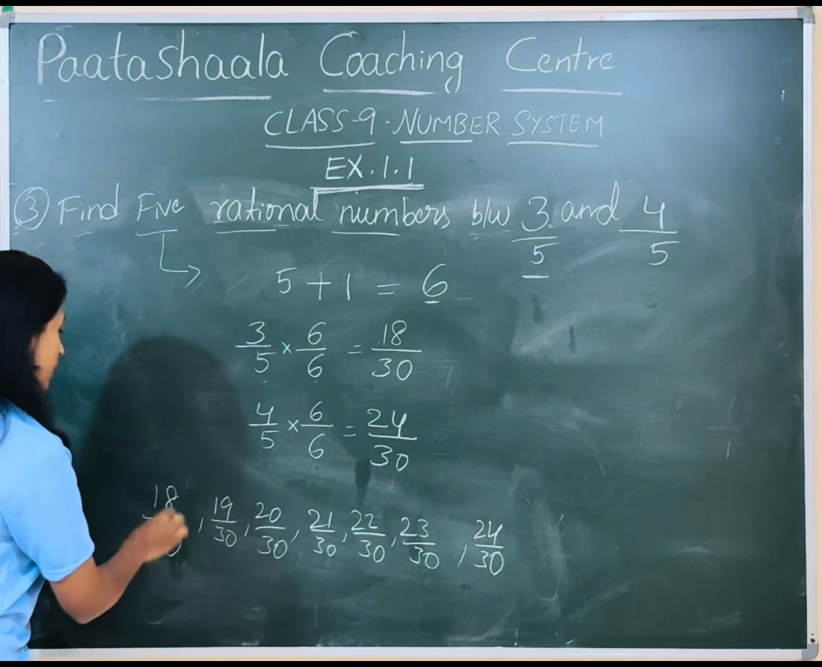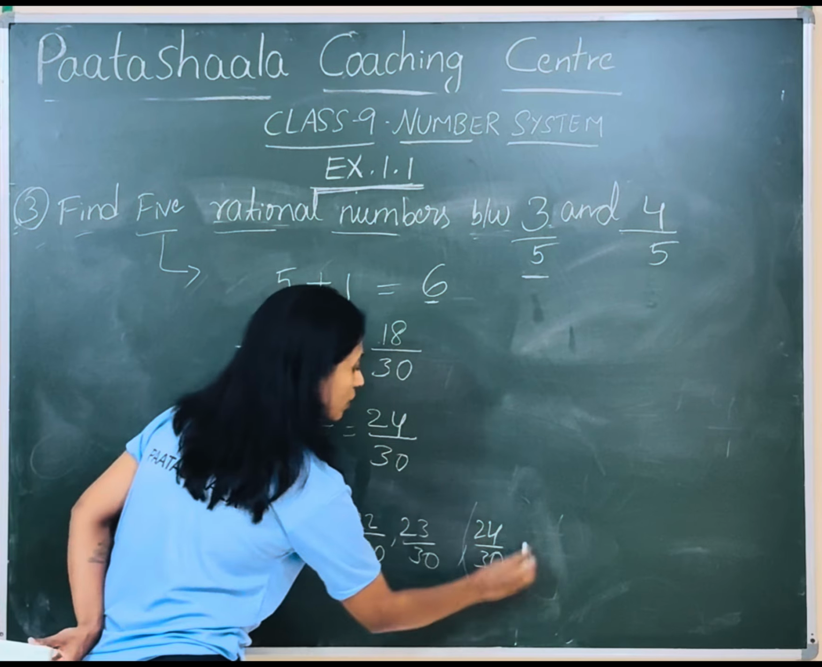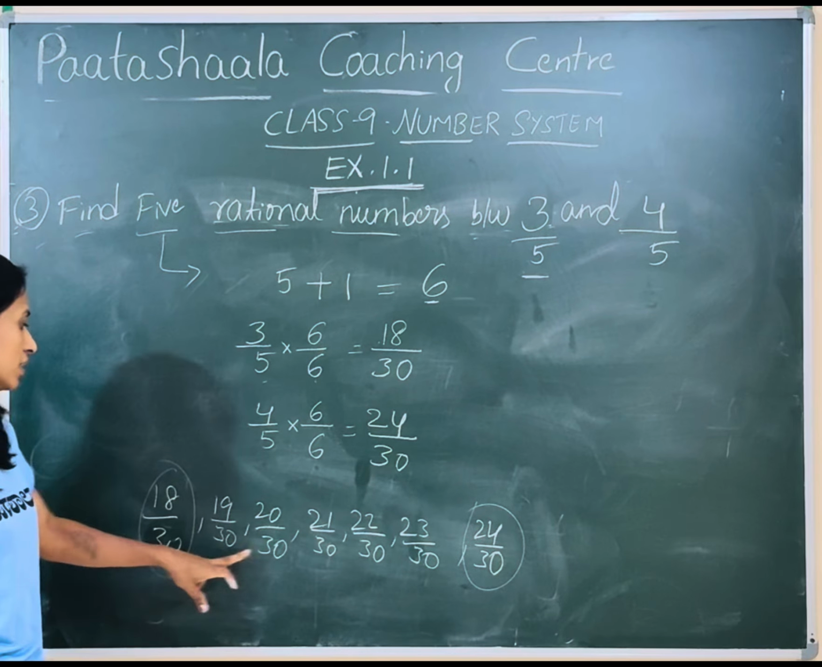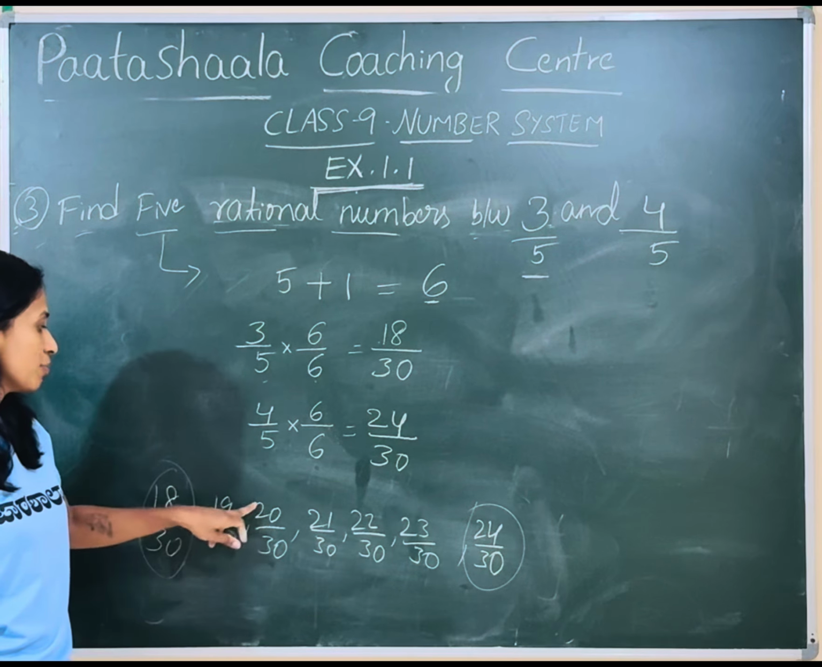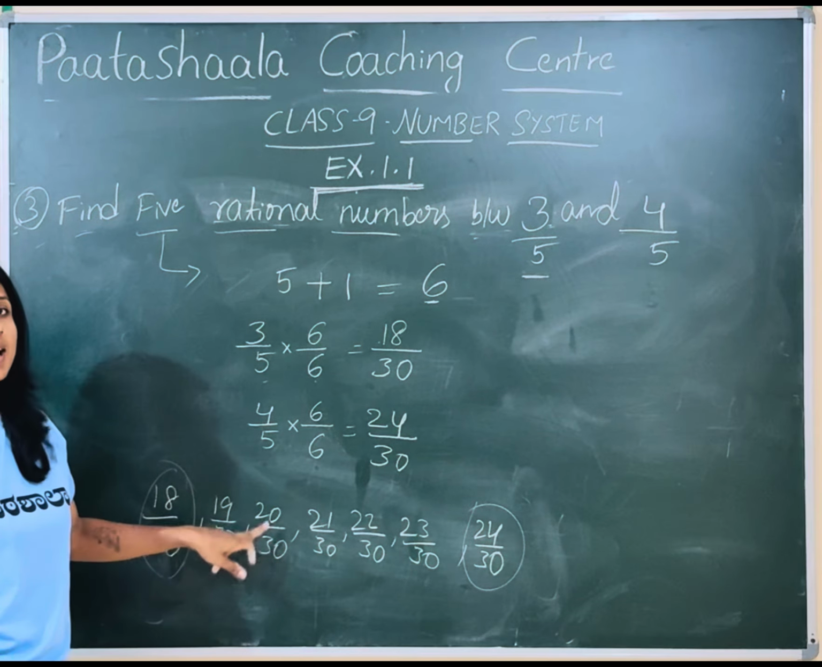How many did we get, except the starting one and the last one? We got 1, 2, 3, 4, 5. We got 5 rational numbers. Here we can simplify this 20 by 30 as 2 by 3.